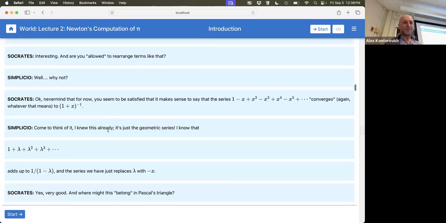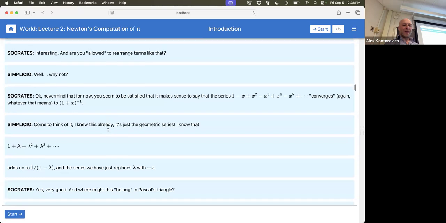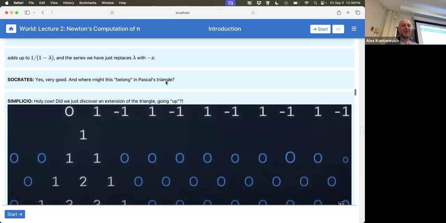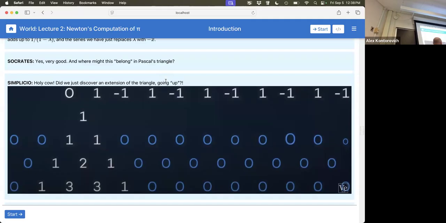No problem. Very good. And where might this belong in Pascal's triangle? And Simplicio says, hey, we discovered, here's Pascal's triangle, and there's an extra row. This is the -1th row of Pascal's triangle. And notice it's still the case, like Pascal's triangle, that you sum: 1 plus 1 makes 2, 3 plus 3 makes 6. So there's a 6 here. That was our last exercise, what is the x squared y squared coefficient in Pascal's triangle, it was a 6.